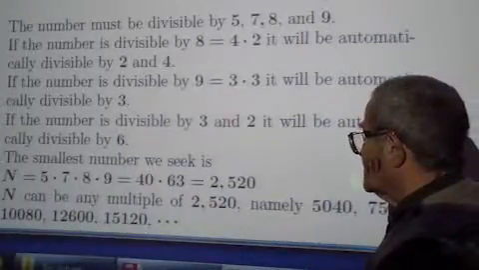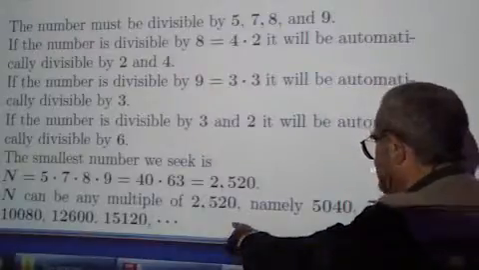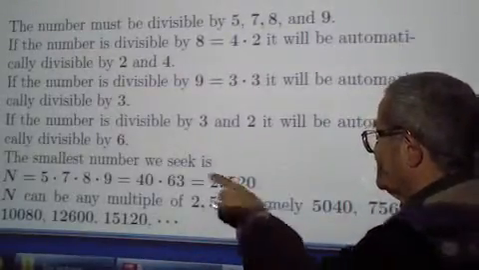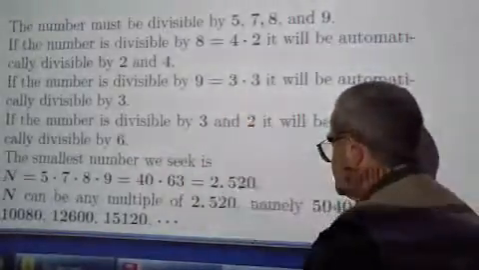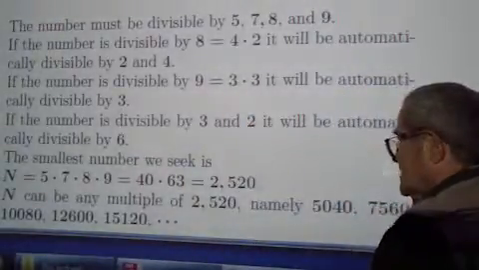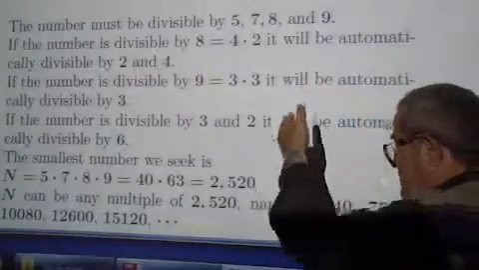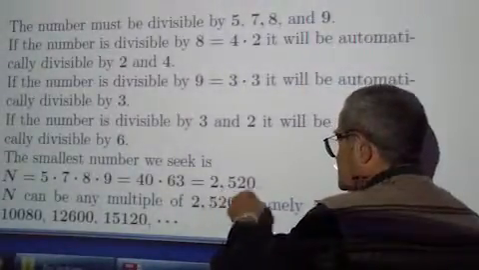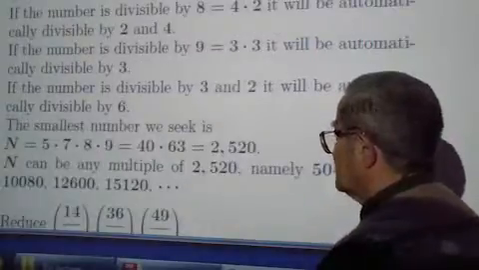Now, n can be any multiple of that, but it's not going to be the smallest number that can be divided by all of these. So there are infinitely many numbers that you can divide by all of these. But the smallest one, if my arithmetic is right, is 2,520.